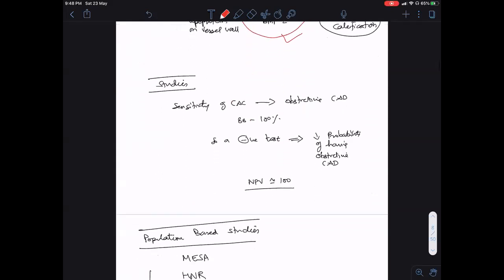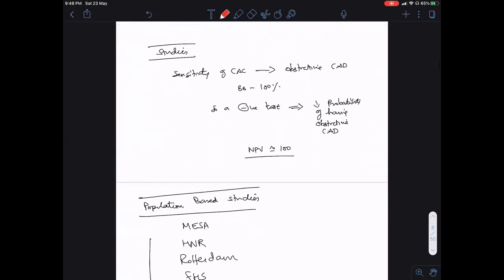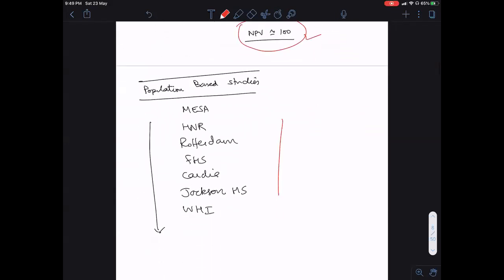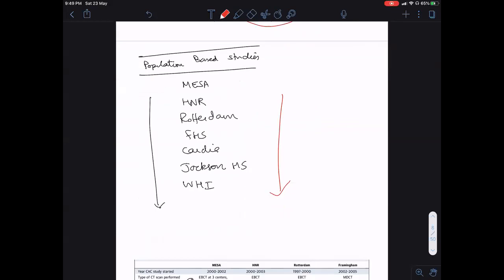Just briefly on it. A lot of studies have looked at the coronary artery calcium and the relationship of CAC to obstructive disease. It's been well established at this point that it has a very high negative predictive value of close to 100%. So if the CAC is 0, that means the chances of that person having coronary artery disease is almost 0%. A lot of population-based studies were the ones who have looked at CAC. So these are the various studies. We'll just briefly take a look at them.